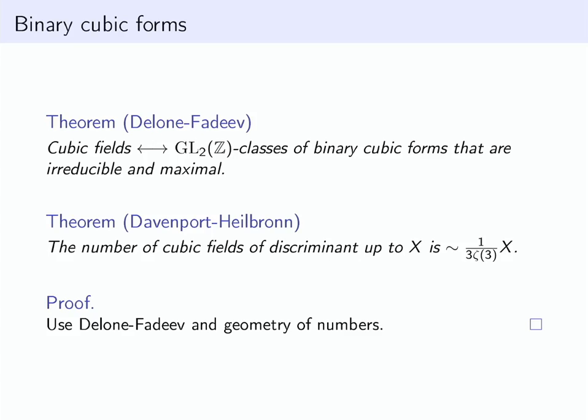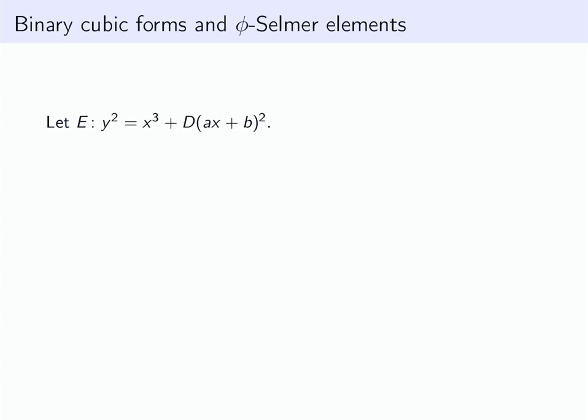You have cubic fields being parameterized by something interesting, which you can write down very explicitly. This is some 4-dimensional vector space with a group action. You write down some fundamental domain and you try to count lattice points. So our idea is to do something like this for Phi-Selmer. And indeed, the crux of our paper is proving a parameterization of what these Phi-Selmer elements correspond to.